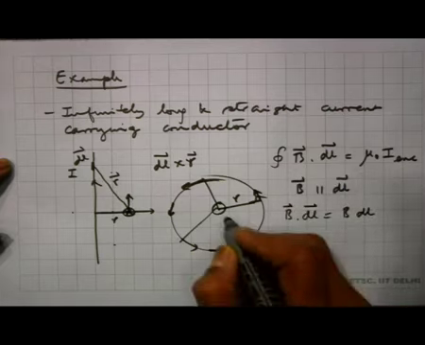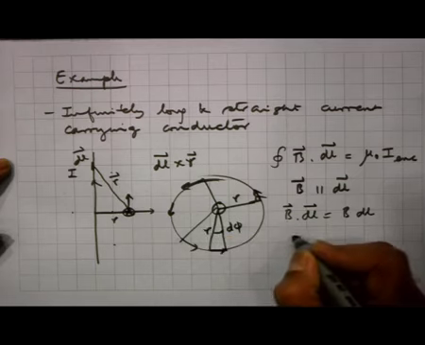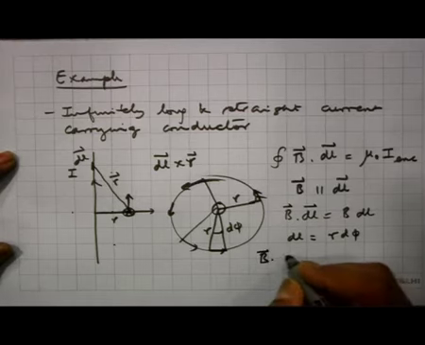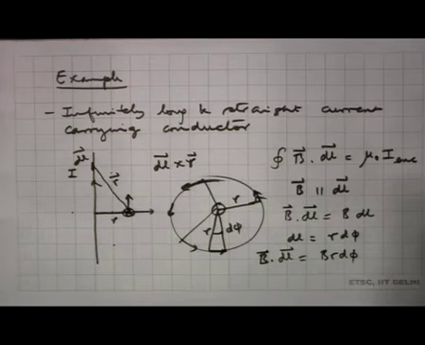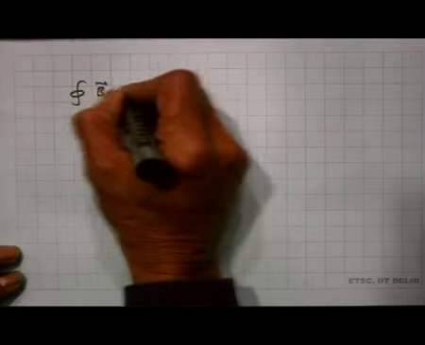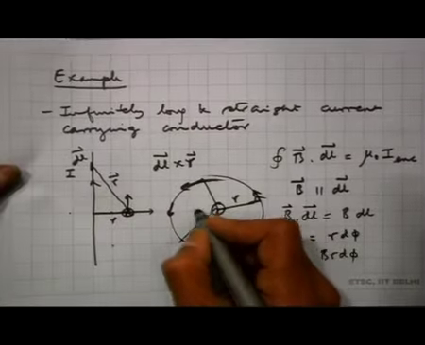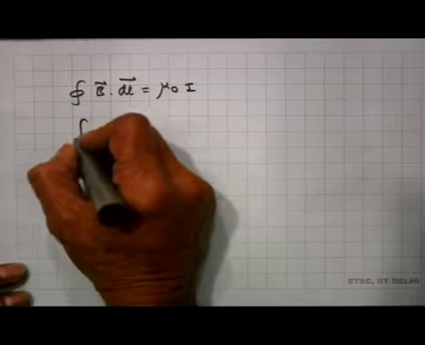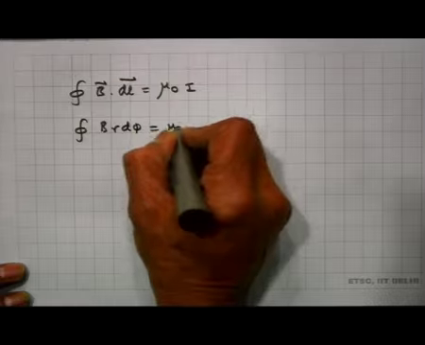And what is dl? So, for example, if this angle is d phi and this is r, dl is nothing but r d phi. So, B dot dl is B r d phi, and so Ampere's law gives me integral B dot dl is equal to mu 0 times the current enclosed, which is just the current I carried by the conductors, which is mu naught I. So, this is nothing but integral B r d phi is equal to mu naught I.